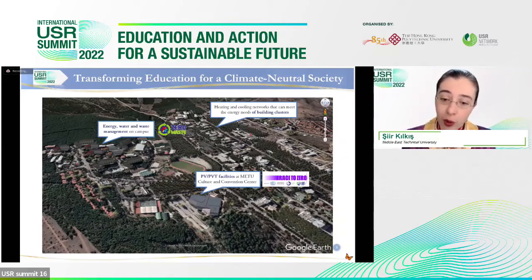Also with the focus on photovoltaic and photovoltaic thermal, as also emphasized by Professor Liu, the PVT facilities, how we can increase this at the largest rooftops and other areas, and also how the heating and cooling networks can meet the energy demands of not one building, but a cluster of buildings, and maybe throughout the campus, how these networks, low temperature, can be diffused.